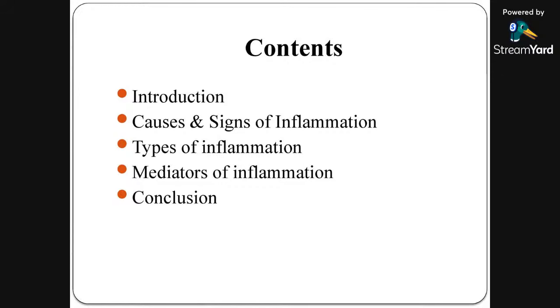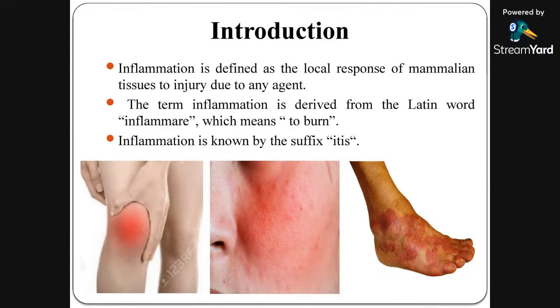Let us begin. Contents: introduction, causes and signs of inflammation, types of inflammation, different mediators of inflammation, lastly, conclusion. Introduction. Inflammation is the local response of mammalian tissues to injury. When any part of the body is injured, tissues at that specific area react.